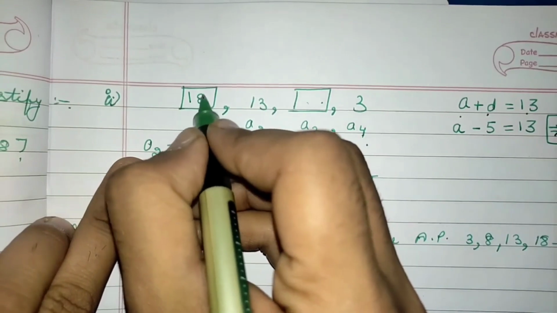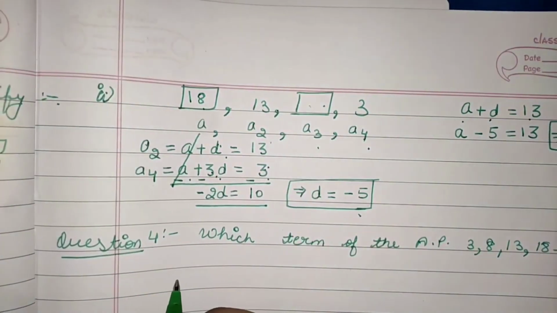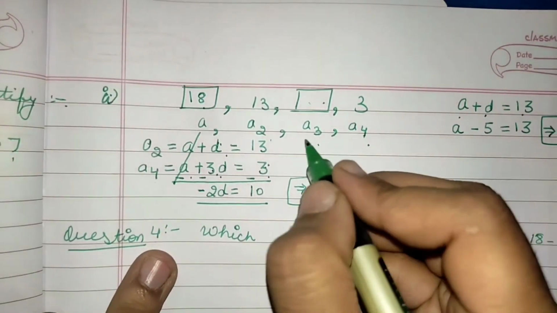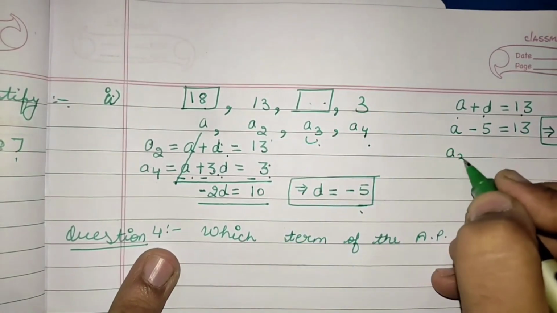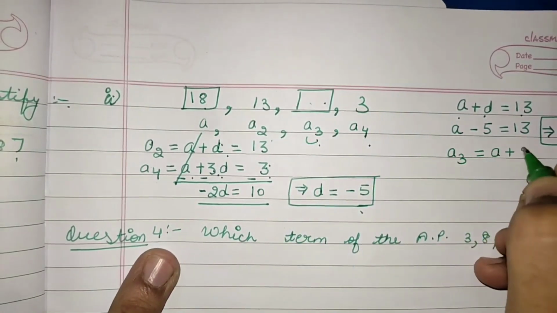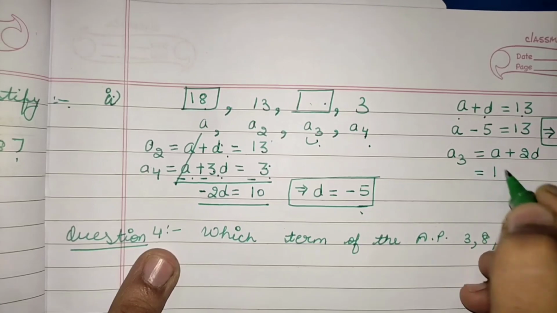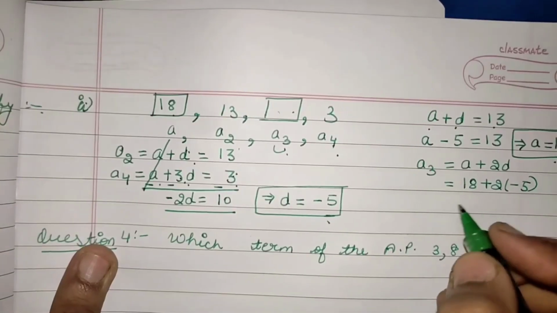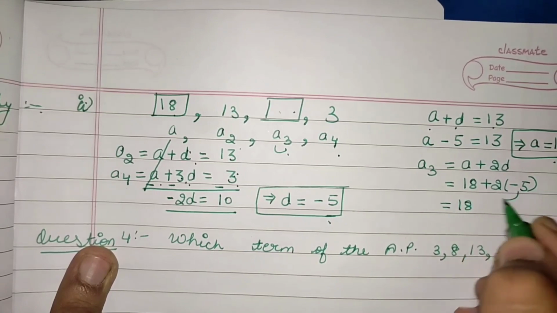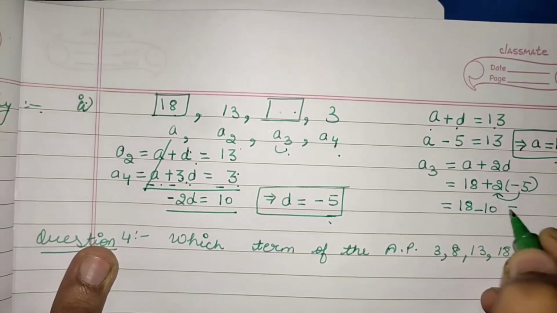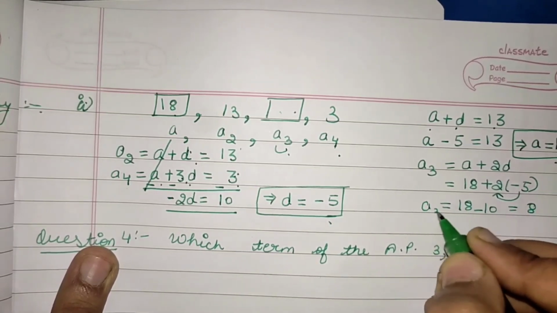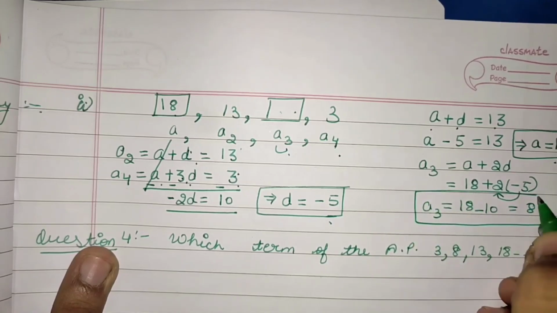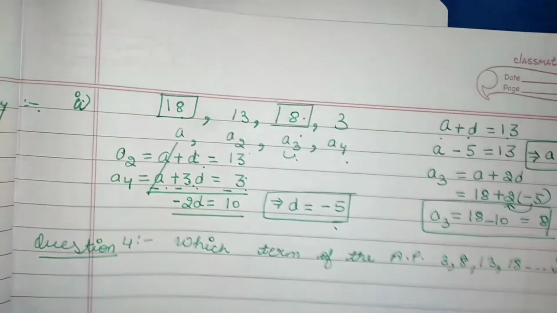So my first term will be equal to 18. And next I have to find out the third term. A3 is equal to a plus 2d. A is my 18 plus 2 into d, which is my minus 5. So 18 minus 10, I will get my answer as 8. So my A3 will become equal to 8.